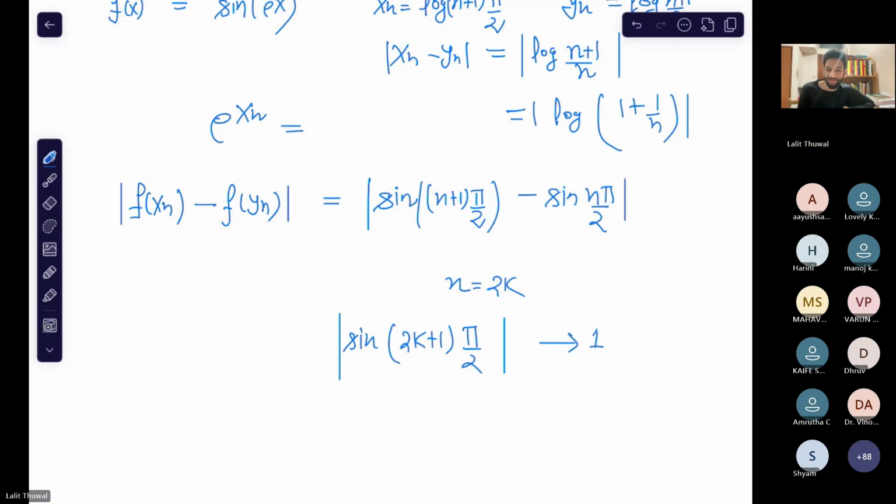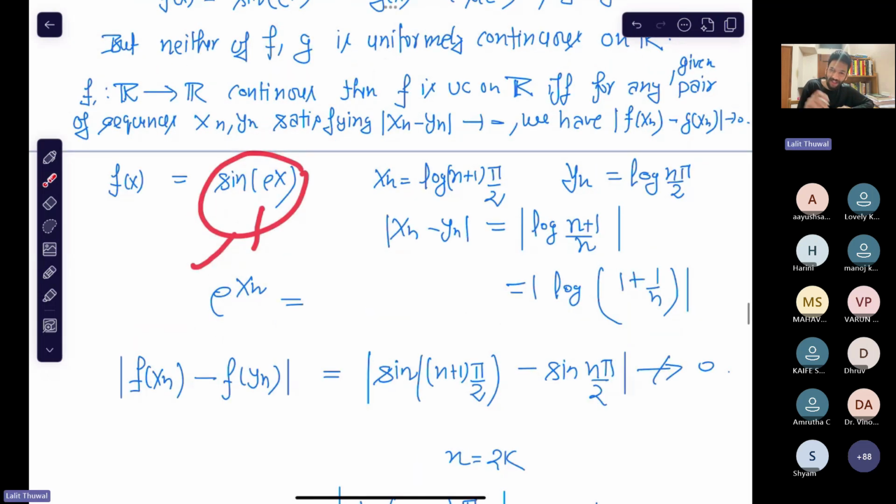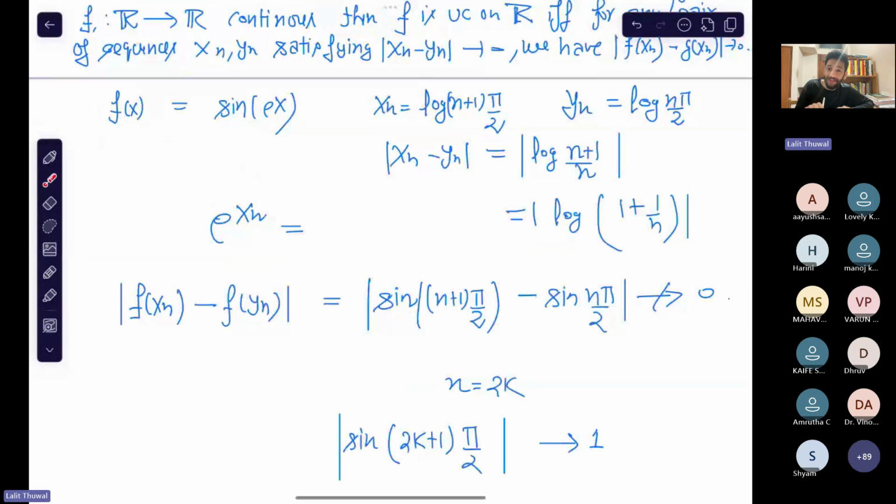So the sum of its subsequence goes to 1. It clearly means that it does not converge to 0. That's what we want. That's why this function is not uniformly continuous. And let me tell you, one of the TIFR questions in a previous year asked in a true false section whether or not this function is uniformly continuous. So we have done two things in one question.